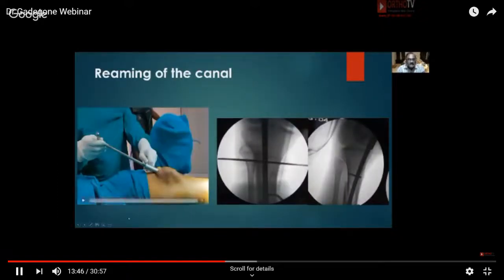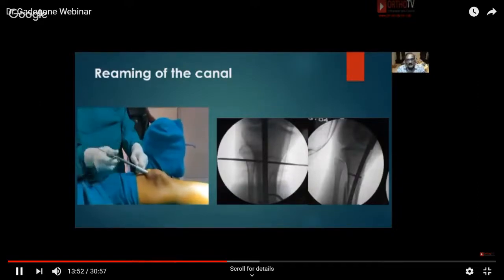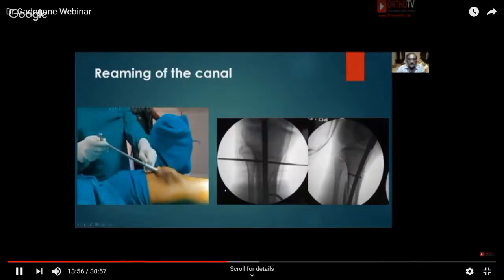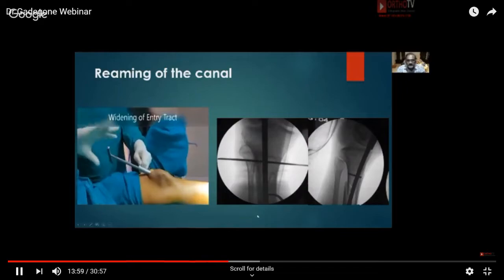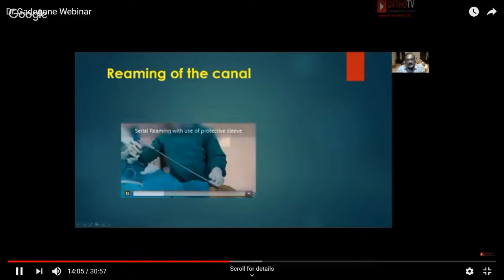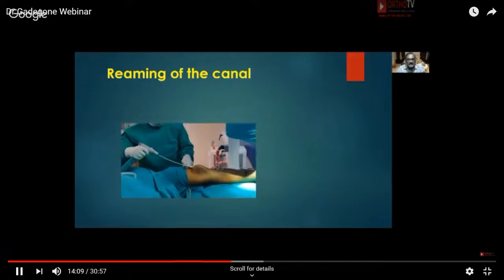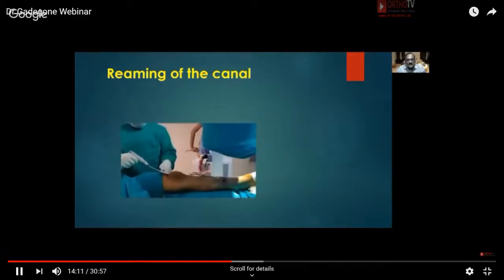Now after this, reaming of the canal. This is the proximal reaming, and after proximal reaming, you exchange the guide wire. A long guide wire is passed, and then you can do reaming of the isthmus till you go to the IGL place of the distal tibia. Now this is the most important step.